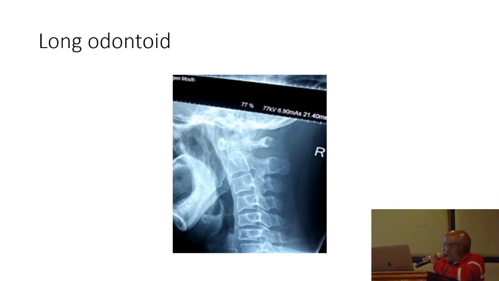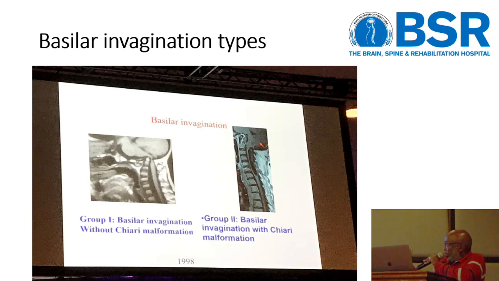In this photo, we've got a very long odontoid process, in fact about 24 millimeters. The pathology here is usually the compression of the lower brainstem, with or without basilar invagination, and that may cause complications like syringomyelia lower down. Now, this slide is derived from Menezes, where group 1 is the invagination without the Chiari malformation as opposed to group 2.